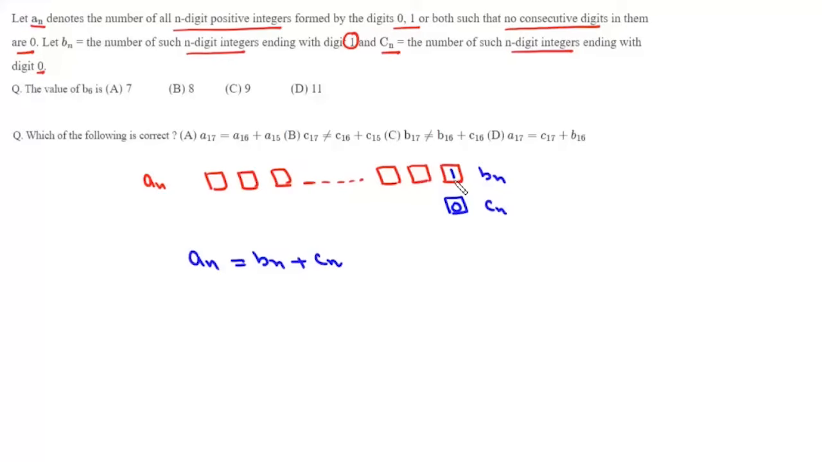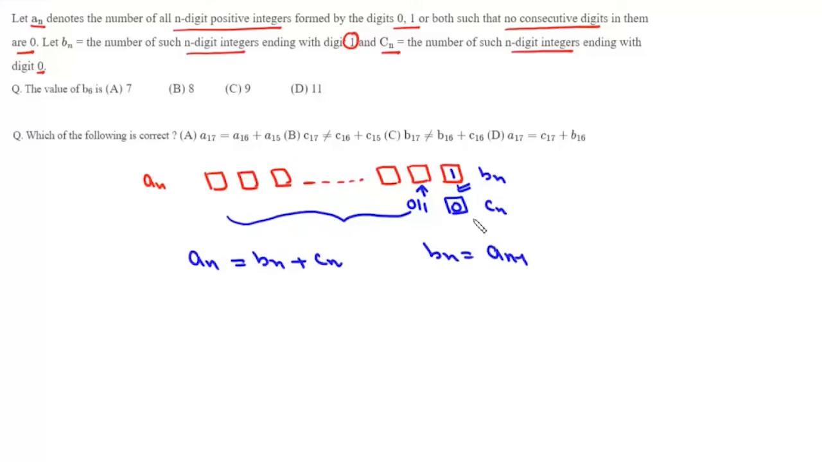Now in this first case, the last digit is 1. If the last digit is 1, then the previous digit can be either 0 or 1. So this entire arrangement is nothing but An minus 1. So we can write Bn must be equal to An minus 1.